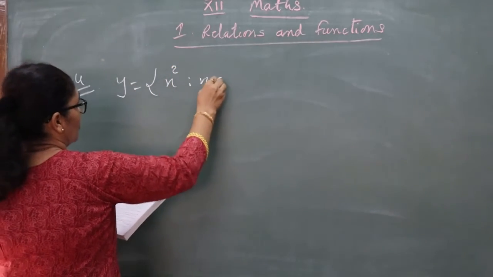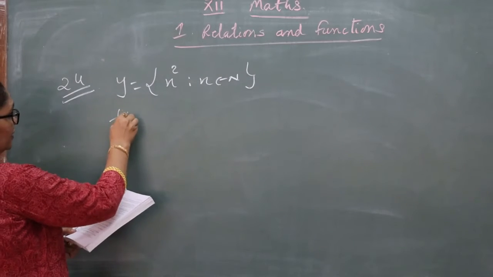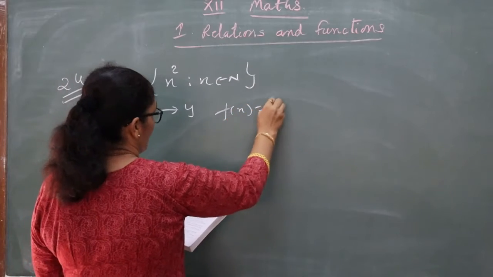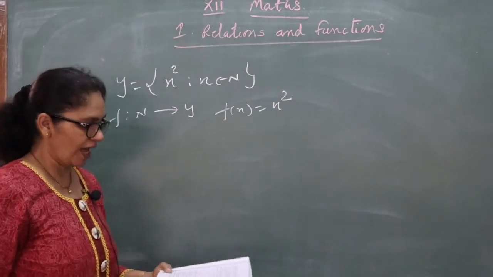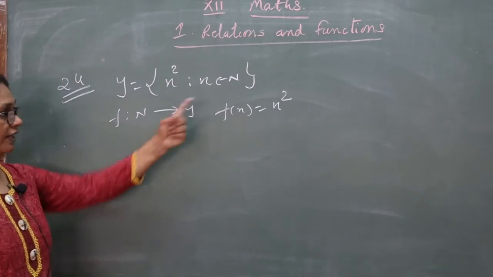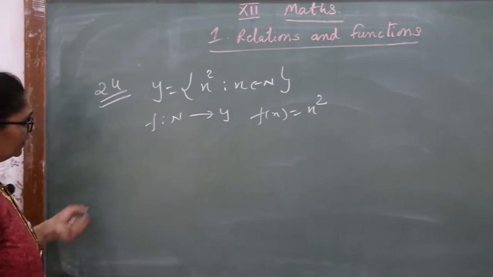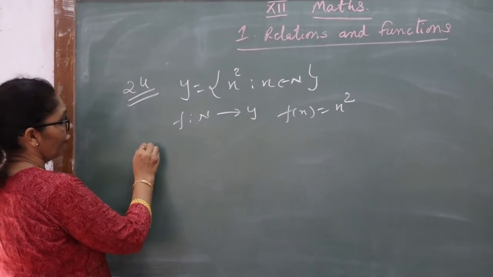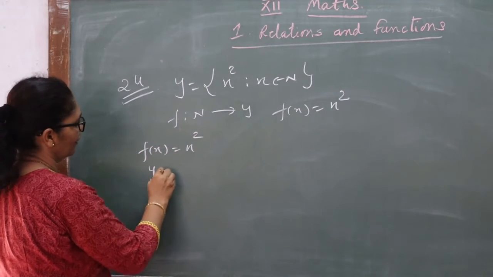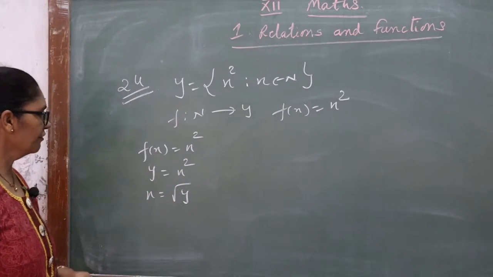f of n equal to n square, where n belongs to N, is given. Now what is the function considered? f from N to N, f of n equal to n square. And you have to check that f is invertible, and if it is invertible you have to find its inverse. So here first we take f of n equal to n square. Let's take y equal to n square. So n equal to root y. That is our first part.